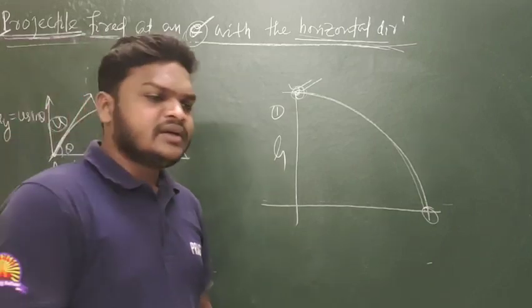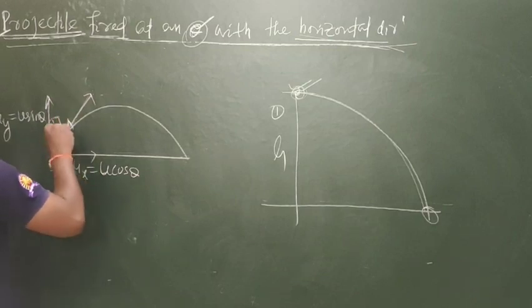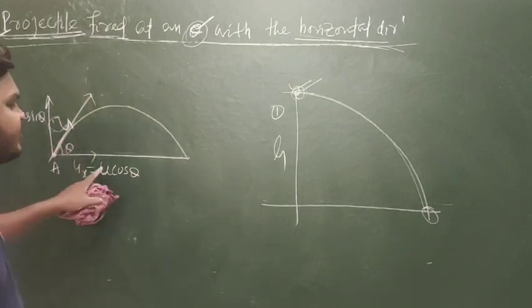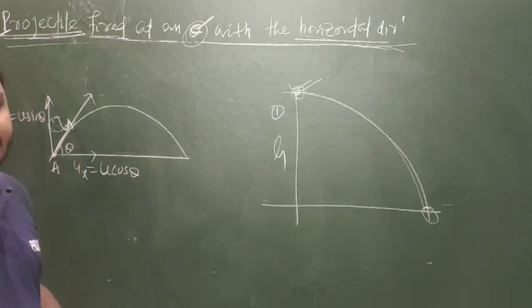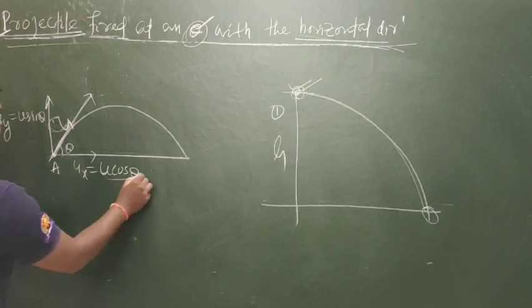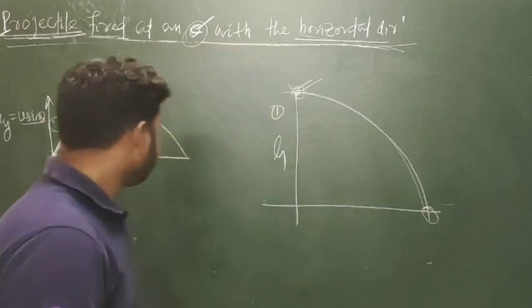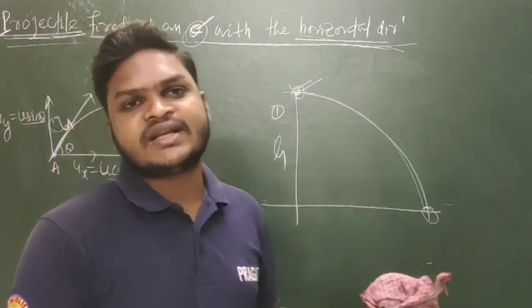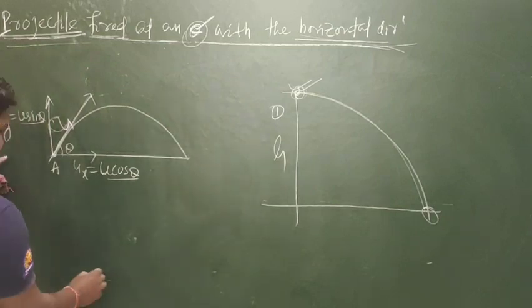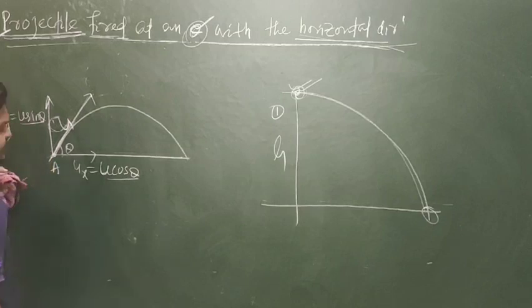So the velocity with which we fire the projectile is divided into two components, horizontal and vertical. How is the horizontal velocity equal to u cos theta and the vertical velocity equal to u sin theta? You must learn or remember this, because you have already covered the scalar and vector chapter. Suppose I roughly prove how the horizontal velocity is equal to u cos theta and the vertical is equal to u sin theta.